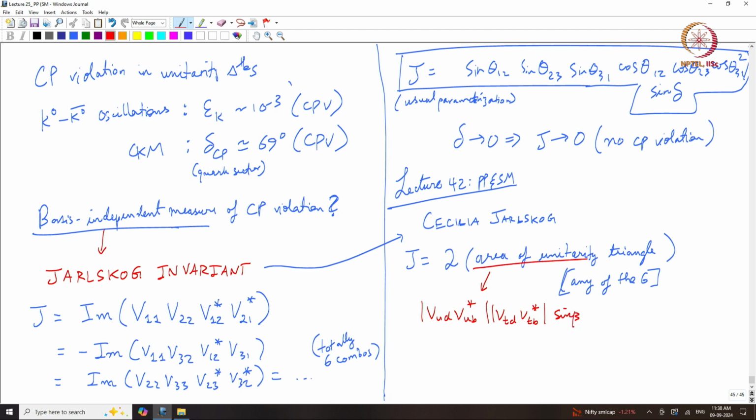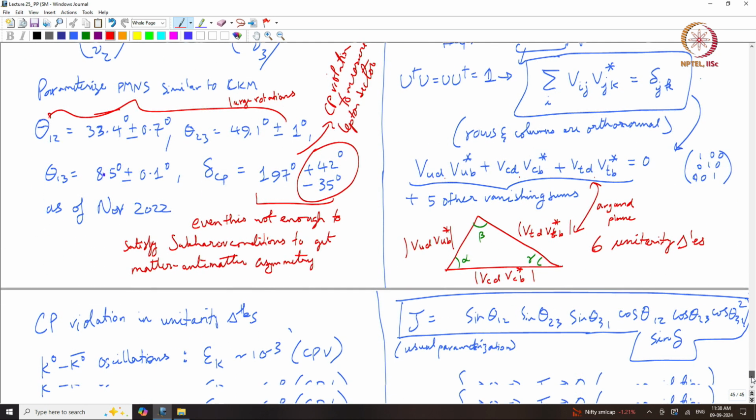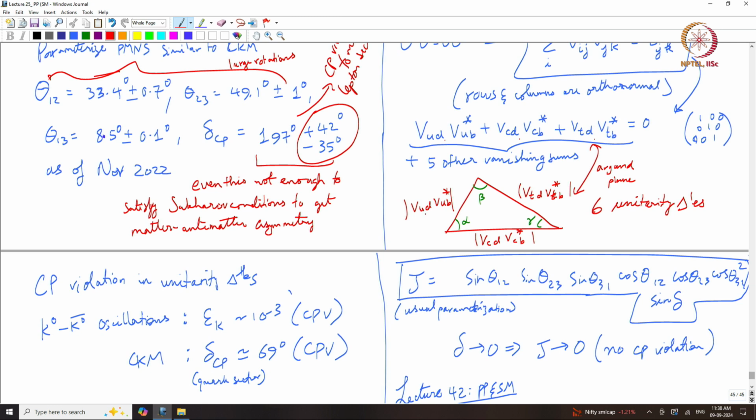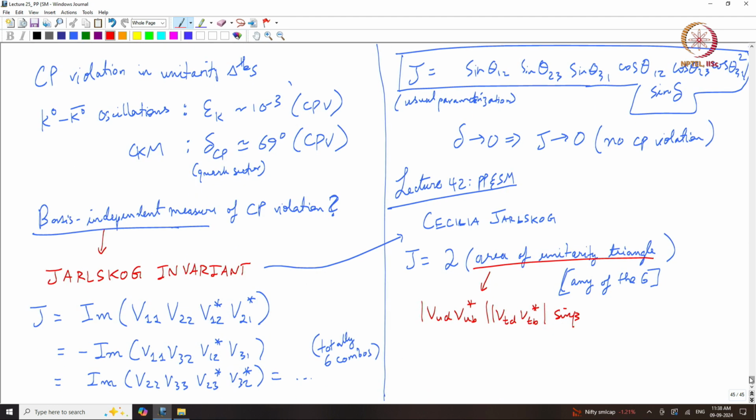Sin beta, right? AB sin theta. Remember that formula? That is just what I have written here. What is this? This is nothing but the imaginary part of VUD, VUB star, VTD, VTB star, correct? See, that is exactly what this is, one of these basically. It is probably this one. I have probably not written it, but you can check it, it is one of these.